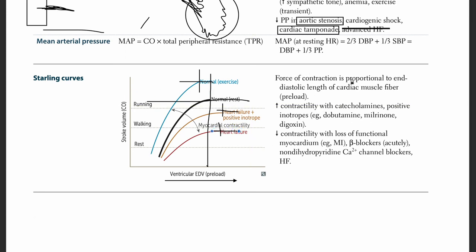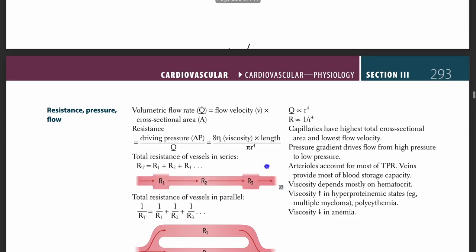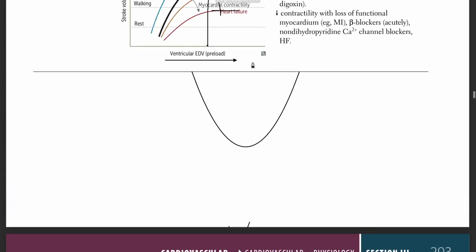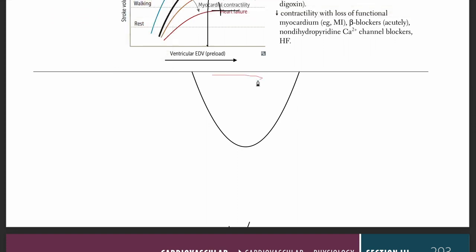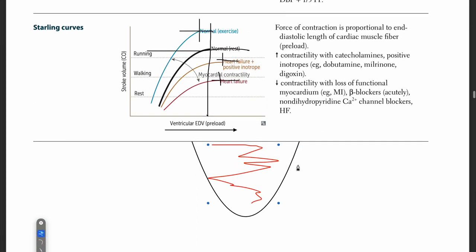So Starling curve. So force of contraction is proportional to the end diastolic length of cardiac muscle fiber, right? So say you have a balloon, right? So you have a balloon and you fill it up. So a balloon that was this small, and then you fill up fluid inside, and then it's gonna grow into this thing, right? It's gonna grow into this. So now you have blood all over in here. Okay, so this fluid is gonna push onto the layer of the balloon. Okay, and now the recoil.